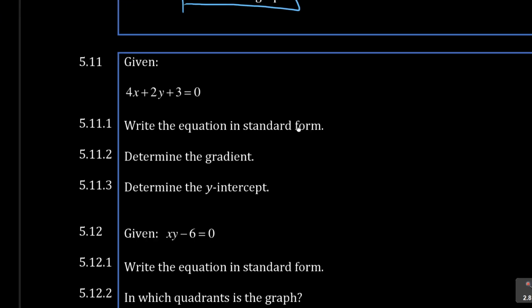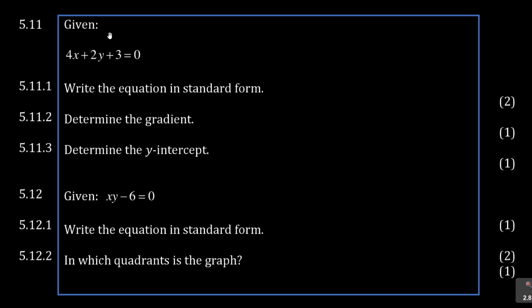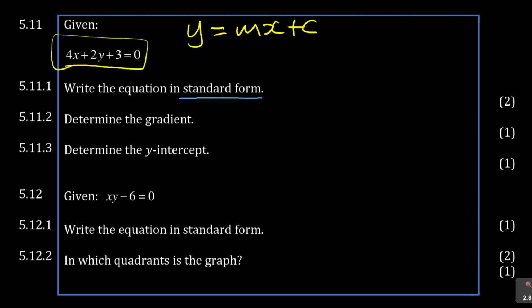And then the last one on these ones before we do actual sketching, it says 5.1.1 given 4x plus 2y plus 3 is equal to 0. You see, they mix it up. Then they say write the equation in standard form. So don't forget, standard form says y is equal to mx plus c, meaning you make y the subject of the formula here. In other words, you are going to remain with y.